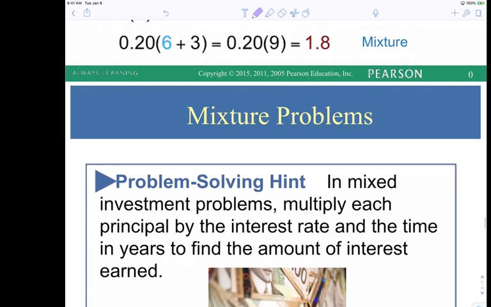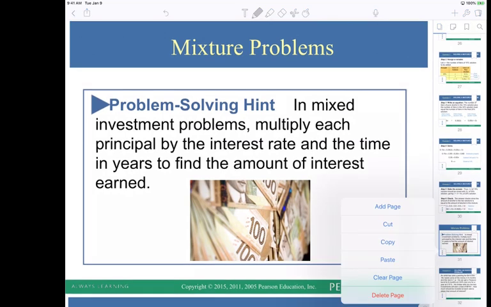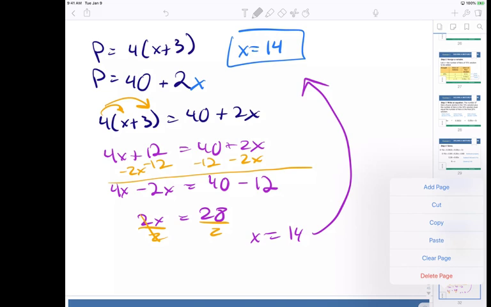I kind of want to do another mixture problem. Oh, so this is on investments. I kind of want to tell you this story. Story time. Now, I haven't been able to recreate it, but I know it exists because every time I go to study it, I find it.